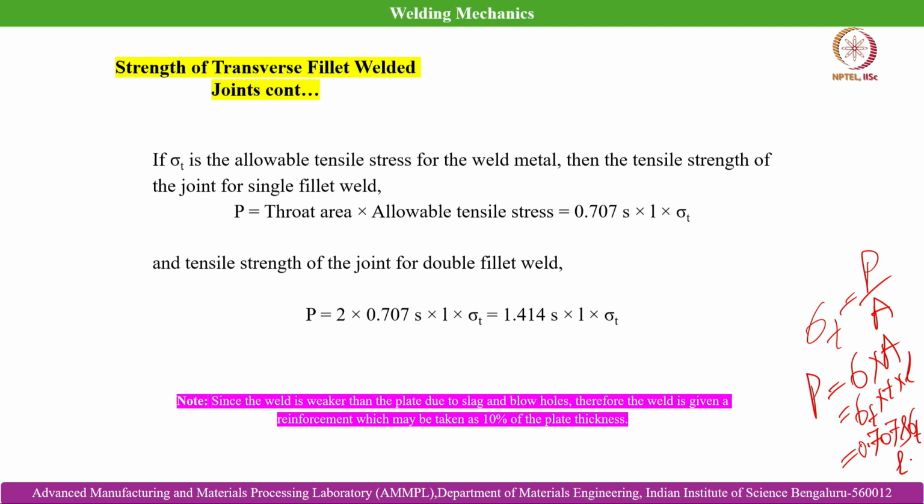So, this is how you get this expression for the joint strength when the tensile loading is applied. And the tensile load in the case of a double fillet weld is obtained by multiplying it with a value of 2. So then you arrive at this value in the case of a double fillet weld.